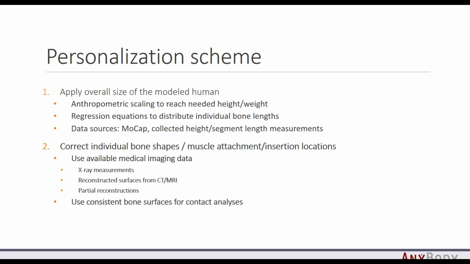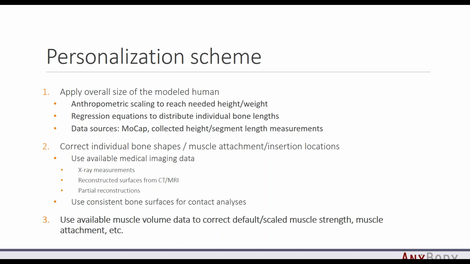Secondly, when we are happy with the overall size of the model, we want to look into more details, and depending on available data and the task we are facing, we may want to personalize different body parts, and I will call them segments from now on. Personalization is also a must when we have to solve contact problems, as I said. This is when we will use all available surface information for the contact.